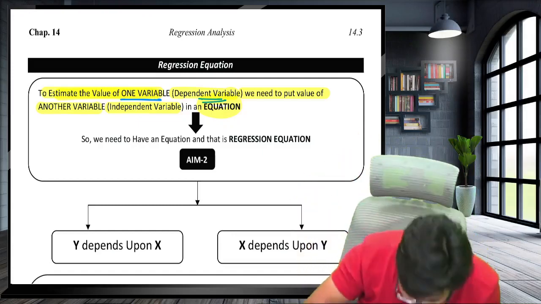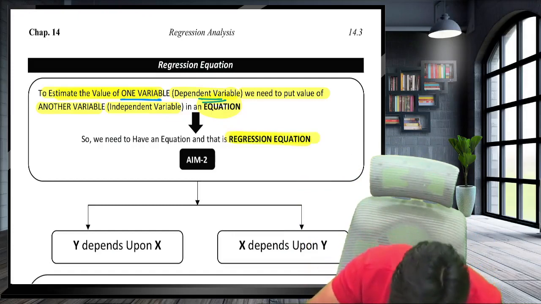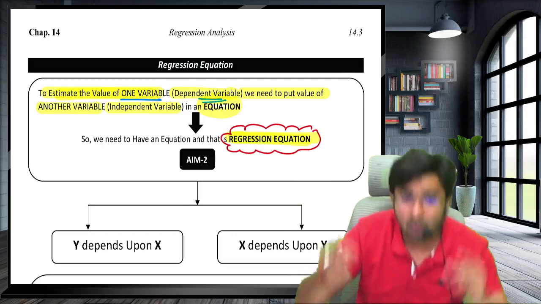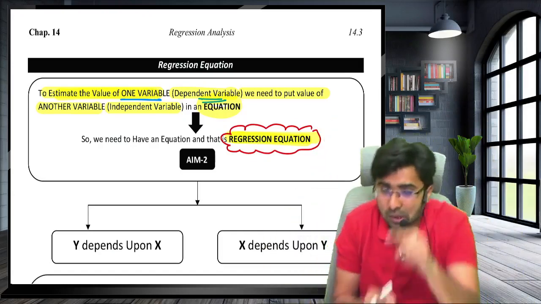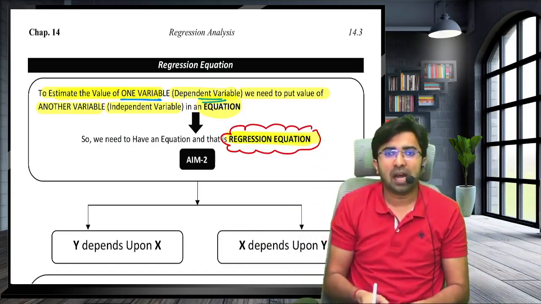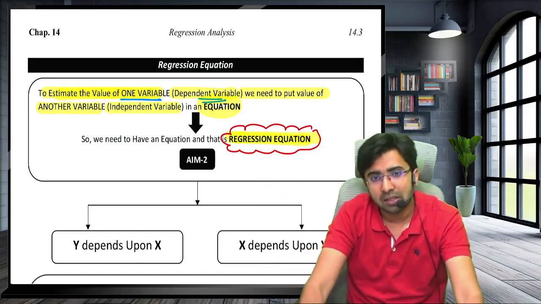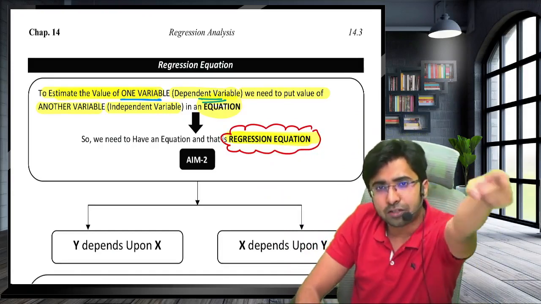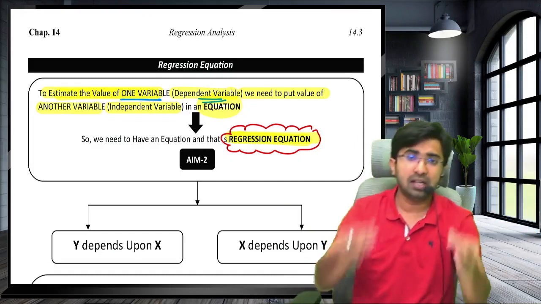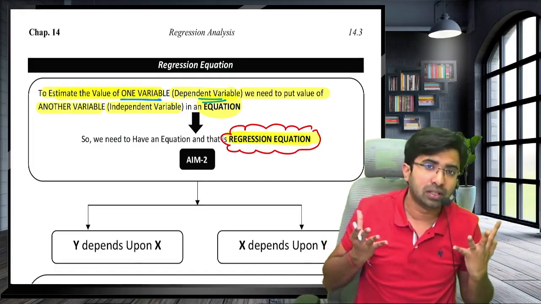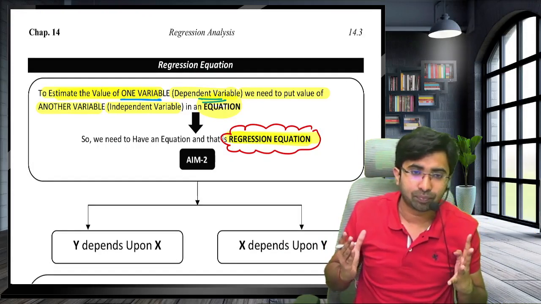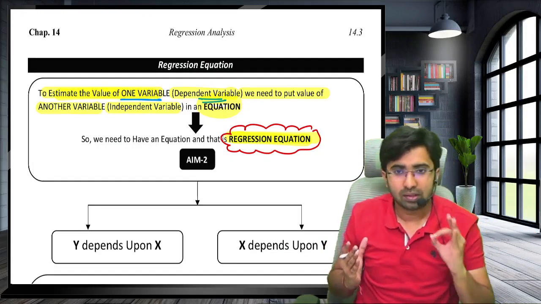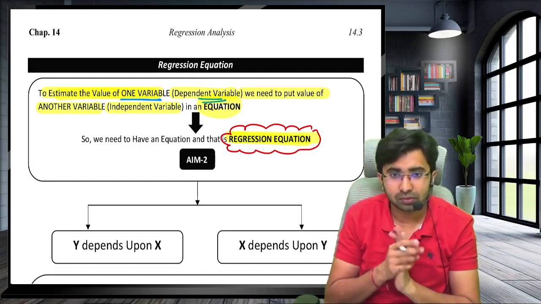Sir, here comes the origin of the new aim, that is the regression equation. Because without an equation, I cannot put the value of one variable and I cannot get the value of another variable. Can I say I cannot achieve my final aim unless I have the equation? Say yes or no. Guys, fast.